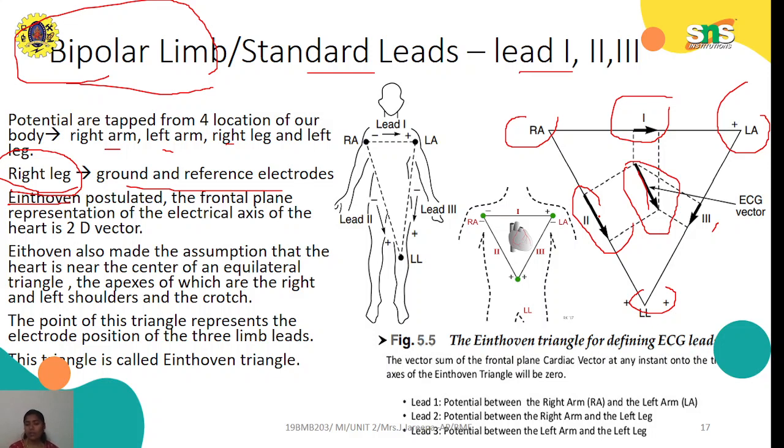You can get very good valuable information about the QRS complex to carry out any kind of analysis. Okay, so in the next class we will see the other two types, that is the augmented lead configuration and chest leads.